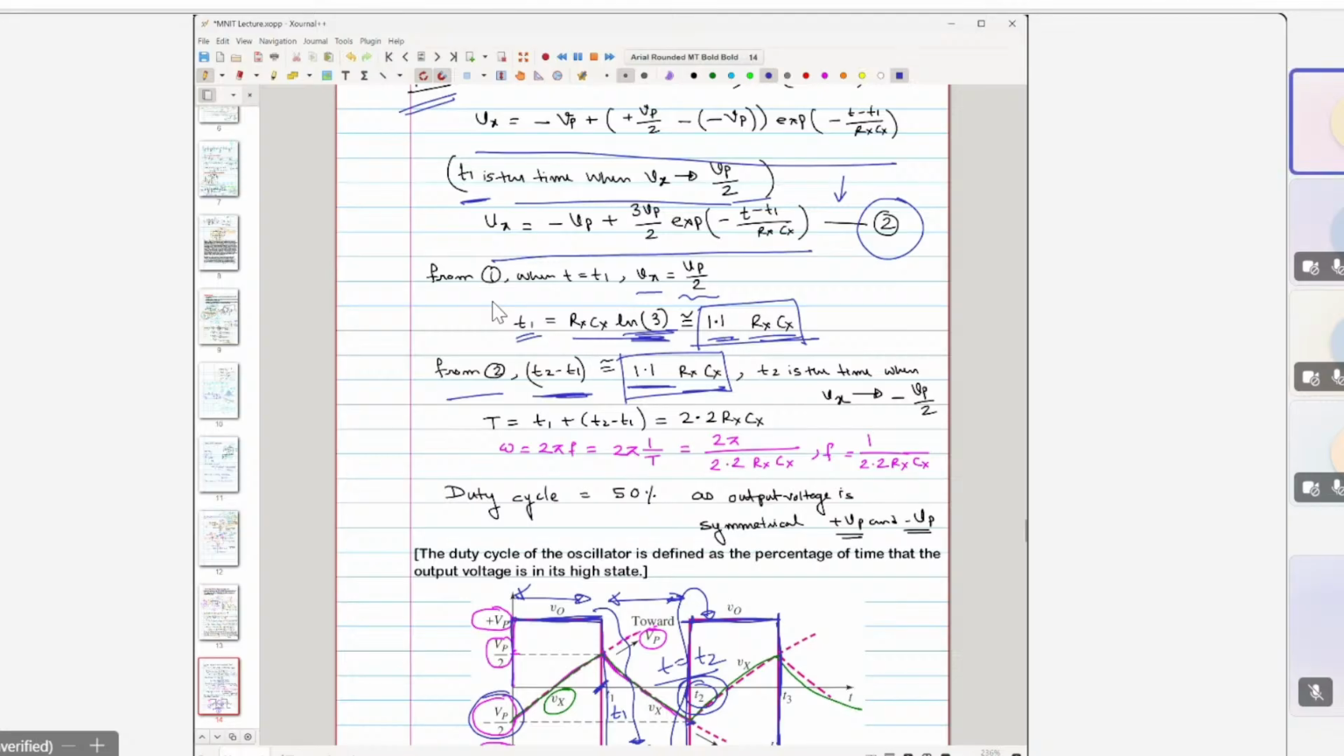That means 50% duty cycle. I hope you know what duty cycle is. Duty cycle of an oscillator is defined by the percentage of time that the output voltage is in its high state. So the duty cycle becomes 50%. Then what is the total time period? Total time period means the time during which it was high plus the time during which it was low. So it is basically t1 plus t2 minus t1, and both are the same thing, 1.1 Rx Cx. So it is 1.1 plus 1.1, 2.2 Rx Cx.